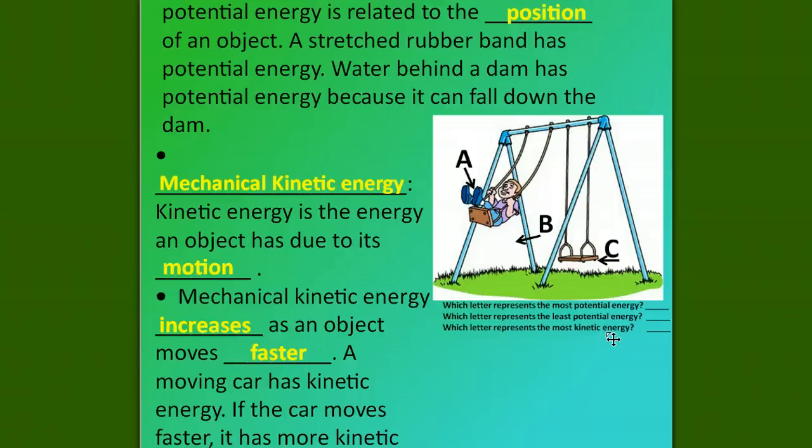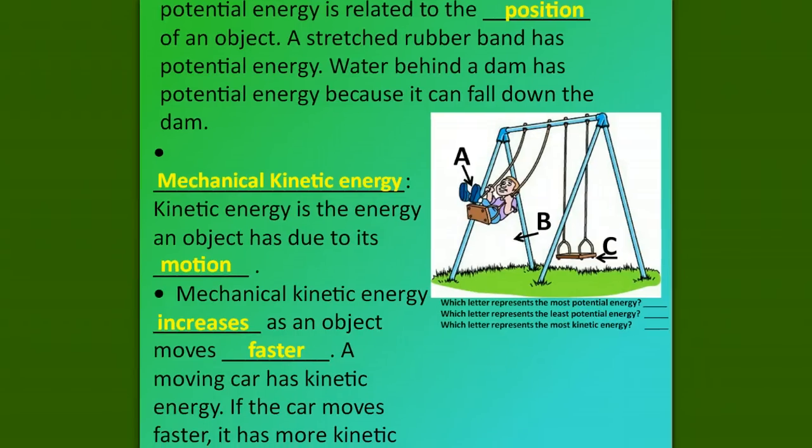So which one represents the most potential energy? Which one represents the least potential energy? And which one represents the most kinetic energy? Okay, let's see what you chose. Whenever the swing is just sitting still, like it is in C, that's when it's representing the least potential energy. It has potential to move, but it's not moving in any way, shape, or form yet, so the second answer should be C.